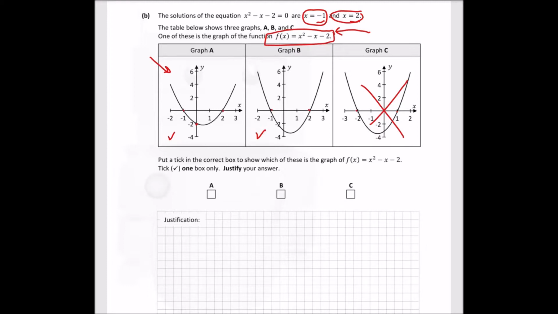Okay, this one here crosses at minus 3. So if I put 0 into this equation and it gives me out minus 3, it's going to be this one. If it gives me out minus 2, it's going to be this one. Okay, so let's see. We have f of 0, because we're putting in 0, equals 0 squared minus 0 minus 2, which is f of 0 equals minus 2. Minus 2, so it must be A.